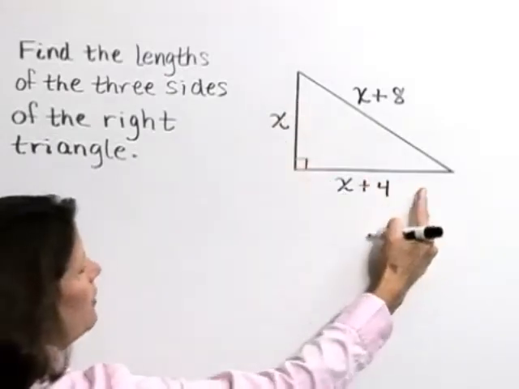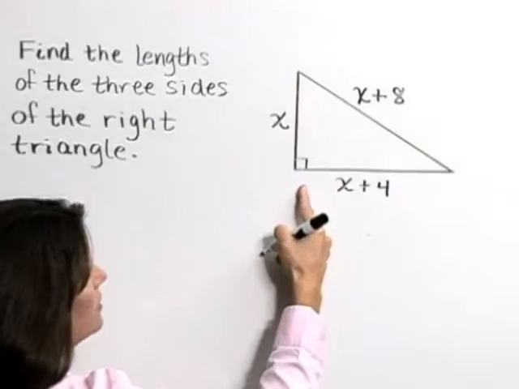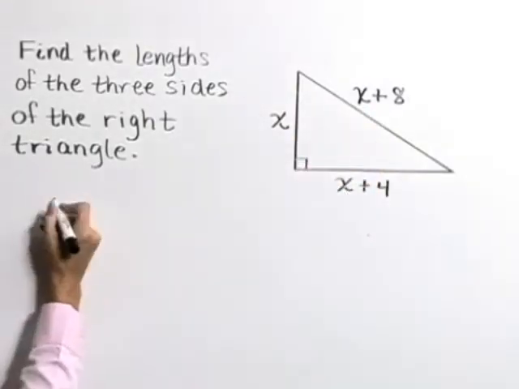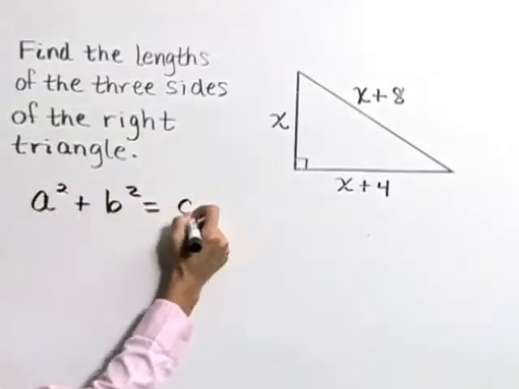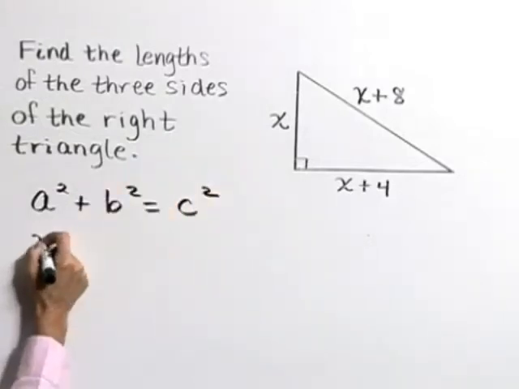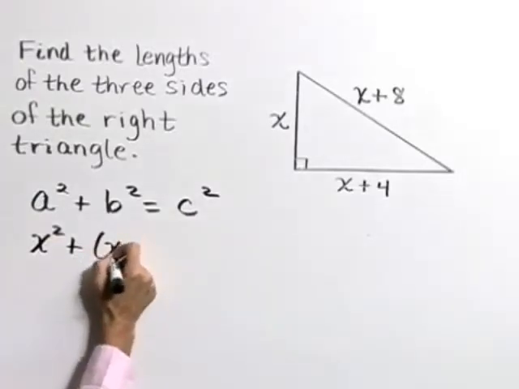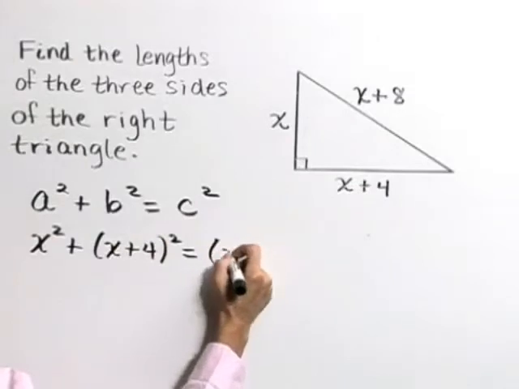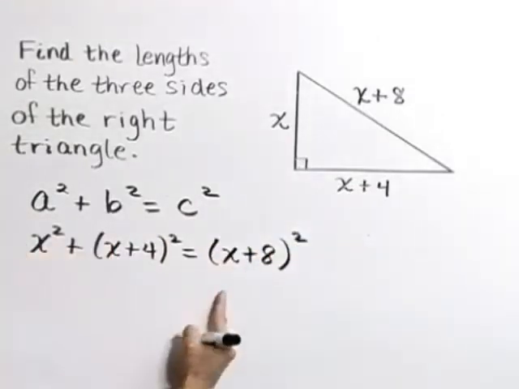The Pythagorean theorem is used to solve for unknown lengths of right triangles, and it says leg squared plus leg squared is hypotenuse squared. Or you might think of that as a squared plus b squared is equal to c squared. Well, let's let a be that variable x, b x plus 4, and c x plus 8. So we have our equation in terms of x.